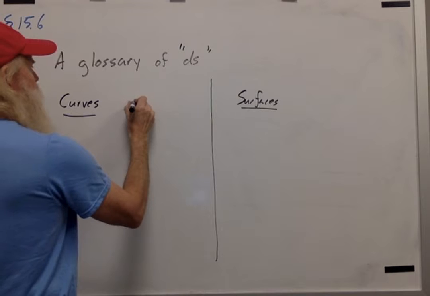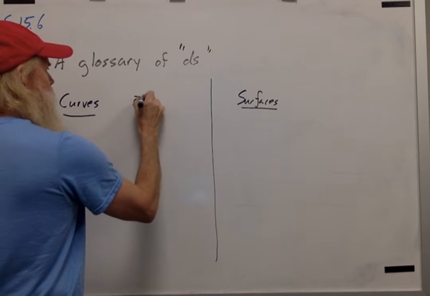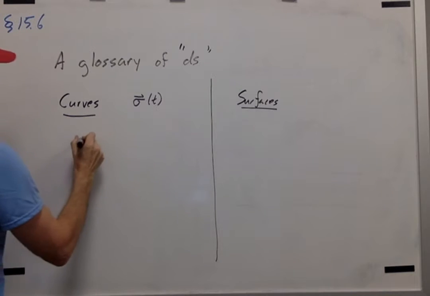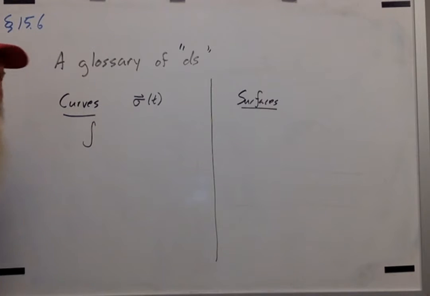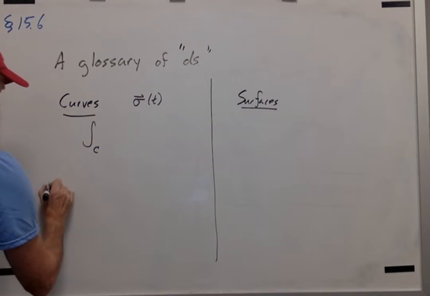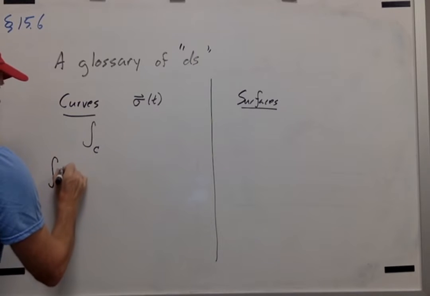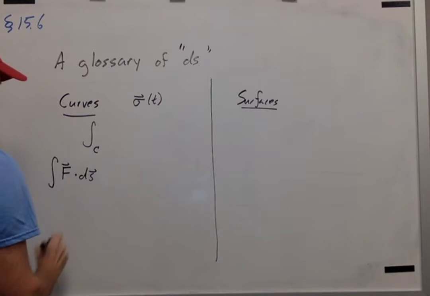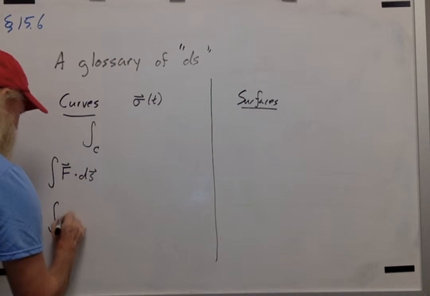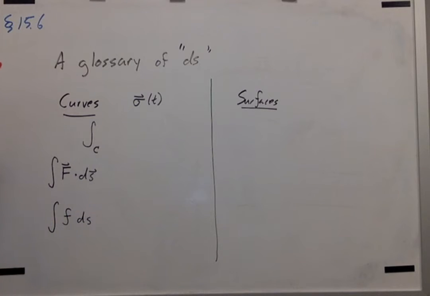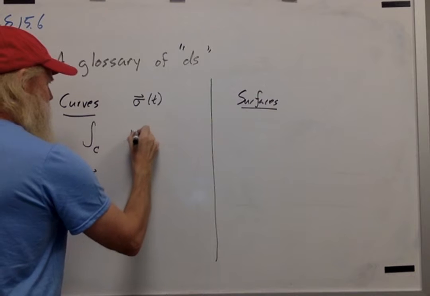Now remember, a parameterization of a curve is something that looks like sigma of t. And integrals along curves will have a single integral sign along that curve. The 2 types of integrals we've seen then are the integral of f dotted with vector ds and the integral of a function times scalar ds. Now these are little ds.